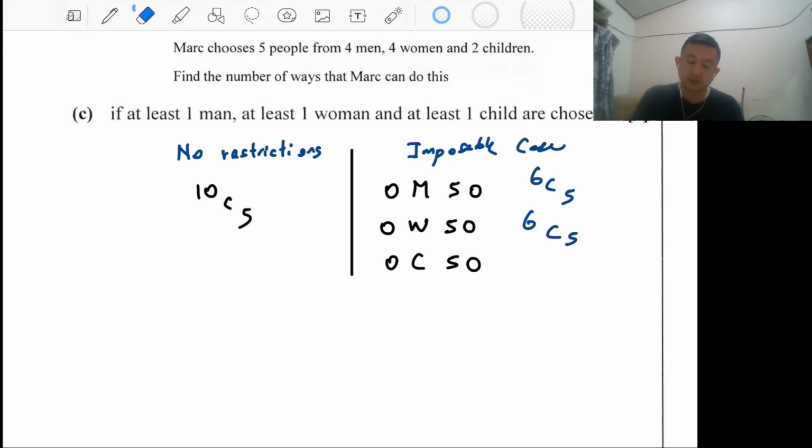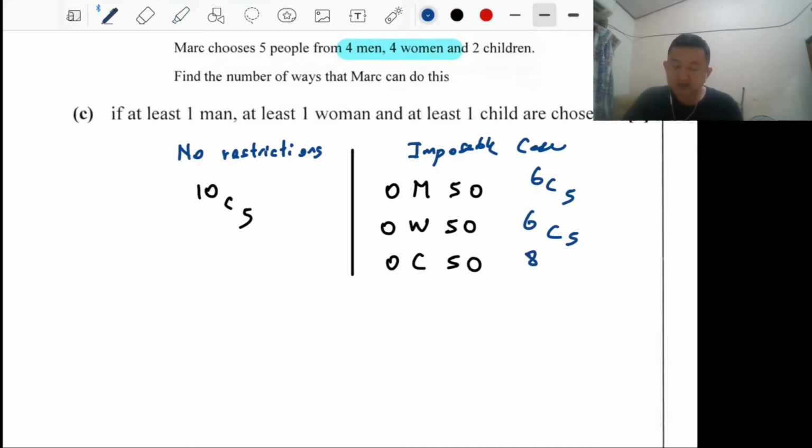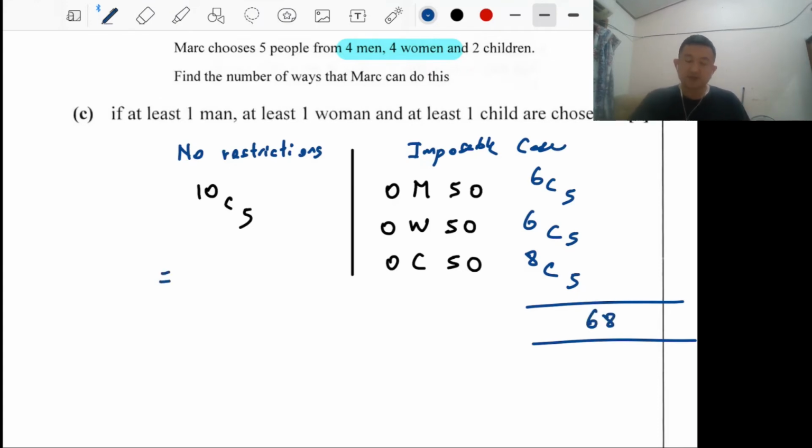And the last one is no children. No children meaning 4 men and 4 women. It's not 6 anymore, but 8. The others are the men and women. 8C5, you need 5. So figure out the answer here. 6C5, 6C5, and 8C5, I think you will get 68. 10C5, you will get 252.